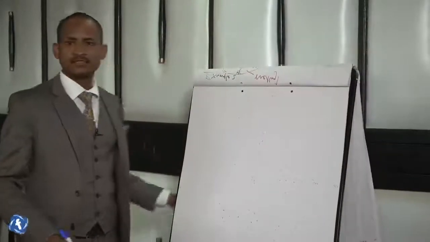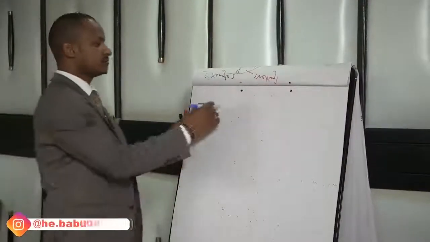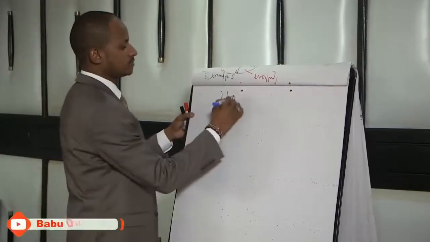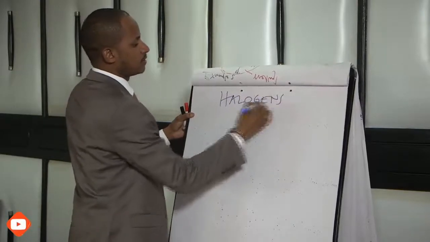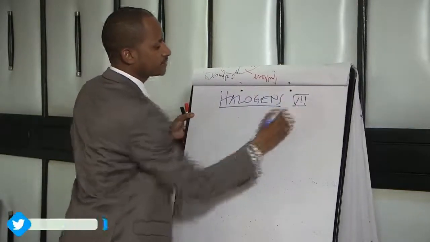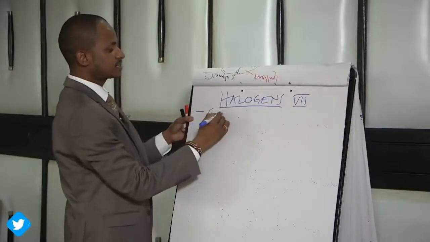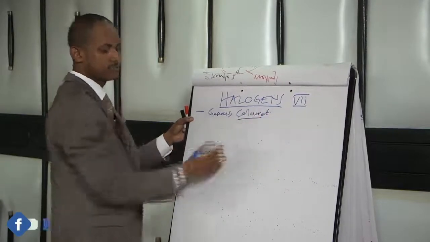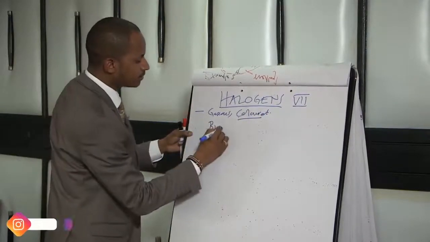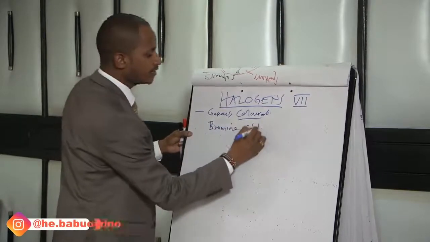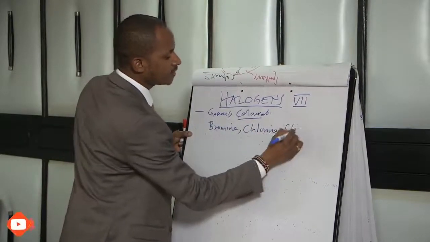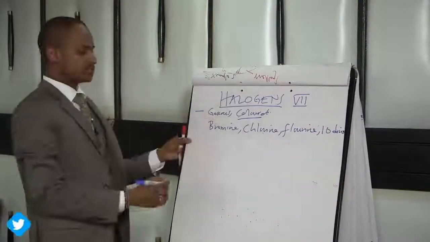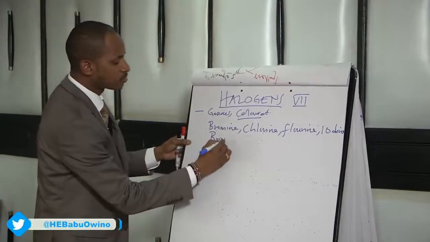So after naming, class, we want to name them when they have halogens. Halogens are group 7 elements. Their characteristics are that they are gaseous in state and they have color. They are colored. Examples are bromine, chlorine, fluorine, iodine. In naming these, you simply write bromo.